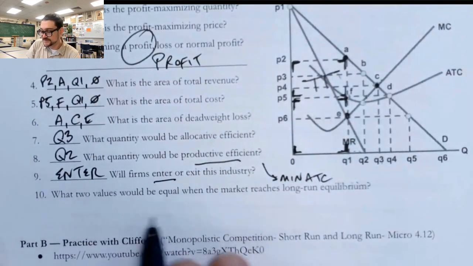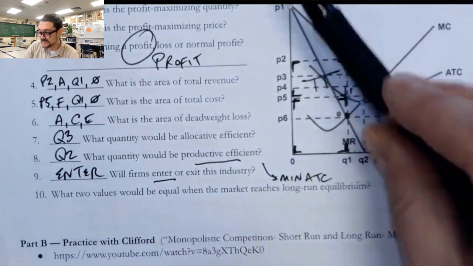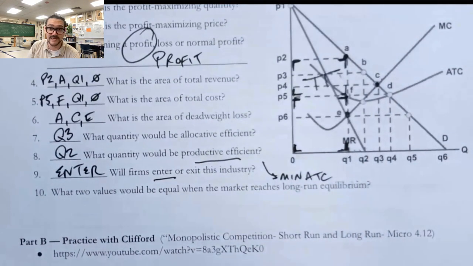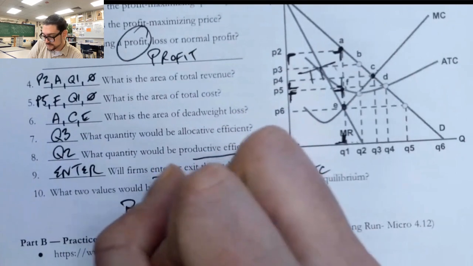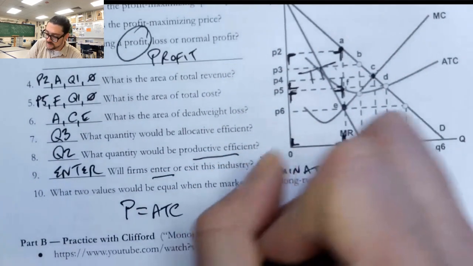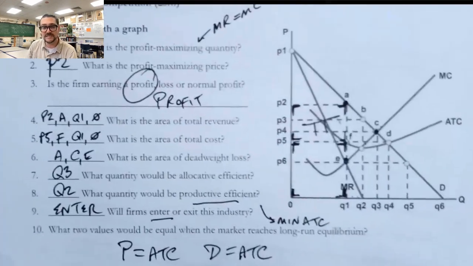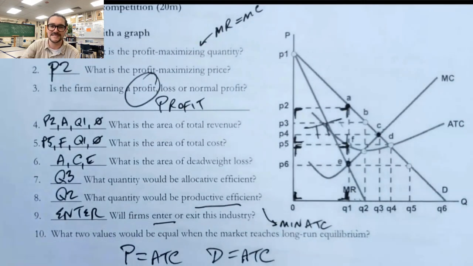And then last, firms will keep entering until this demand curve is decreased down to the point where price or demand equals average total cost. So price equals average total cost, or you could say demand equals average total cost. So hopefully this helped you with going through some of these ideas about monopolistic competition.